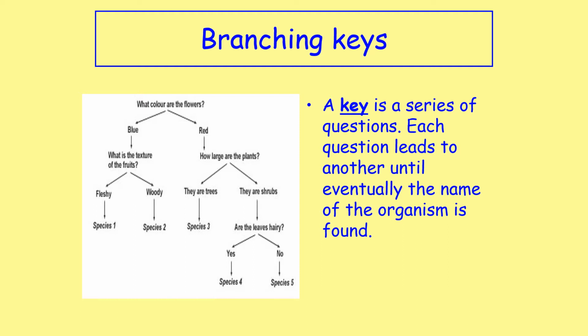The first question is asking me what colour are the flowers. I'd look and I'd see that if those flowers were blue, I'd carry on down the left hand side of the key. What is the texture of the fruits is the next question. If I find that the fruits are fleshy, I carry on down that left hand side and I find out that that's species 1, and that's what I would record. Now obviously this is a very simplistic version of a branching key, but basically that's all it is. It's a series of questions, and each question leads to another until eventually the name of the organism is found.